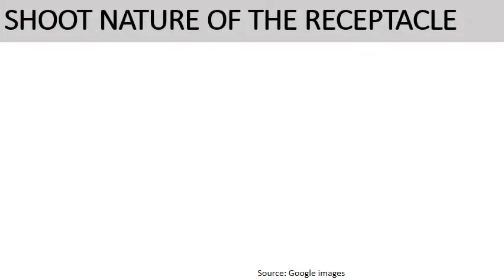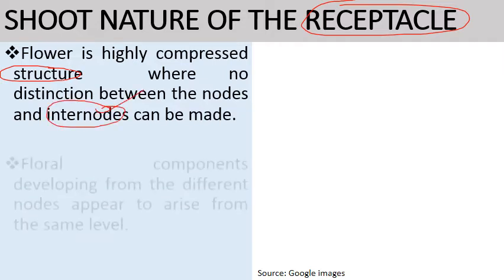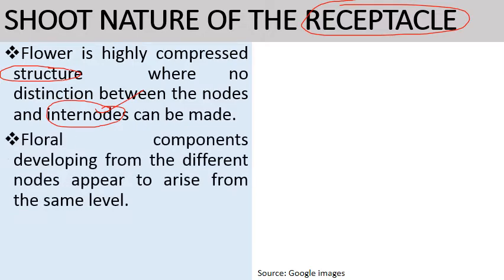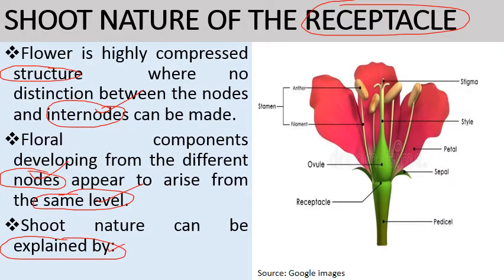Next view is shoot nature of receptacle. So flower is a highly compact structure that we have already discussed, where no distinction between the nodes and internodes can be made. Jahan pe hum differentiate nahi kar sakte nodes aur internodes mein. So floral components developing from different nodes, jo floral components different nodes se arise hote hain, but they appear to arise from the same level due to these highly condensed nodes. And shoot nature of this receptacle can be explained by various views. So this receptacle is regarded as a shoot.